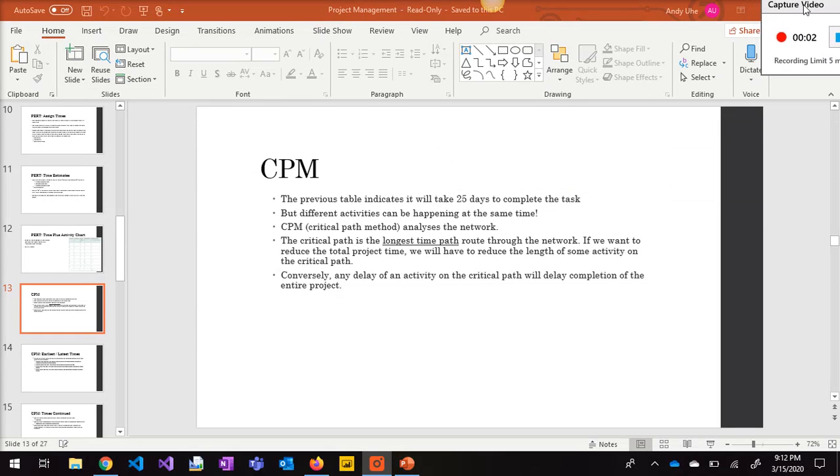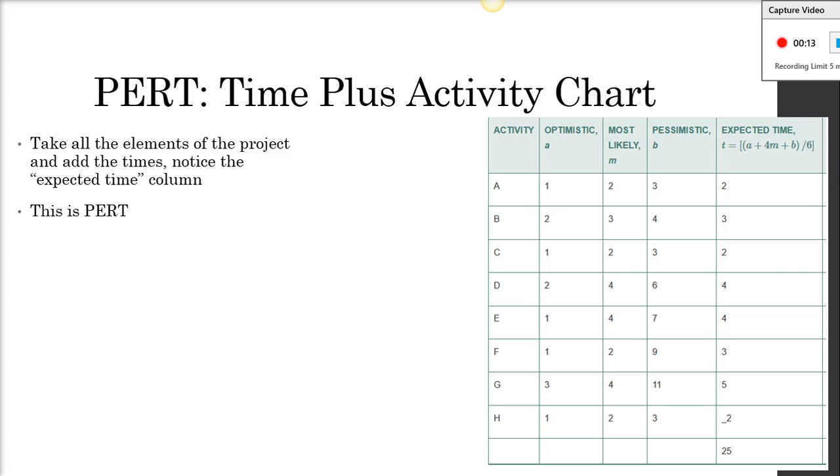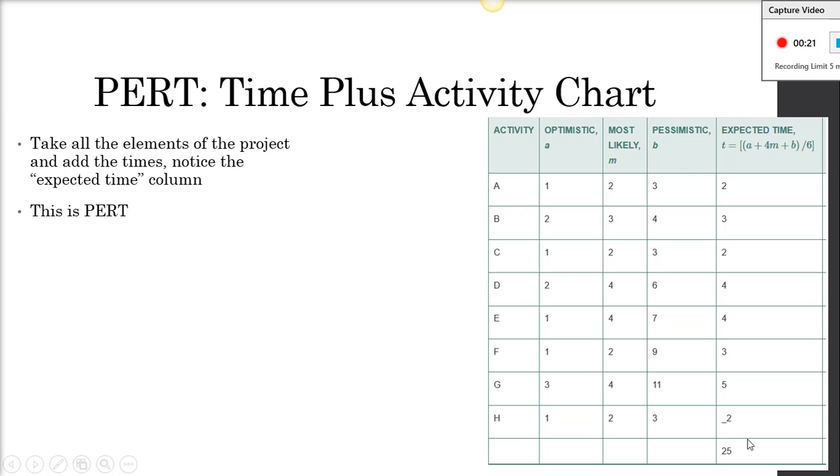Alright, so we're going to look at the critical path method. Based on the previous table, it indicates that it would take 25 weeks to complete this task. Pretend that says weeks, that is a typo. So 25 weeks to complete this task. Well, how long do we have to do this?